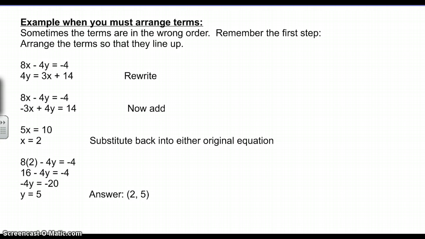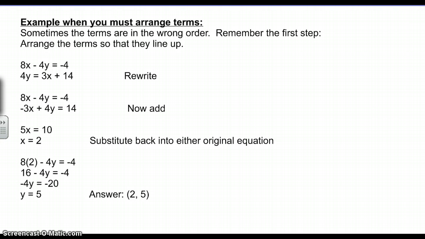You need to rewrite the second equation so it lines up with the first equation. So in other words, we want it to be x, then y, and then the constant on the other side. It's in standard form here. So the first equation remains the same. The second equation, we bring the 3x over to the left side, so it becomes negative 3x plus 4y equals 14. Now you can add them together because the y terms have a negative 4 and a positive 4 coefficient, and when you add them together, they're going to disappear.